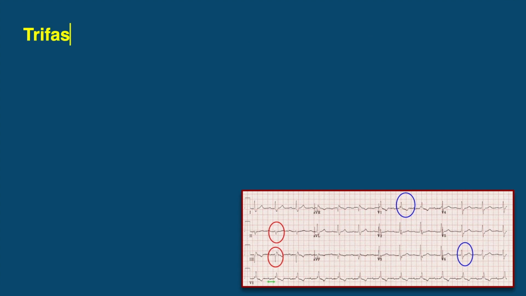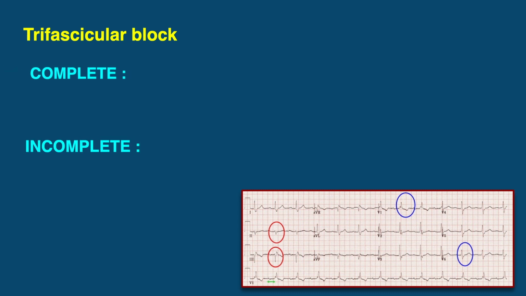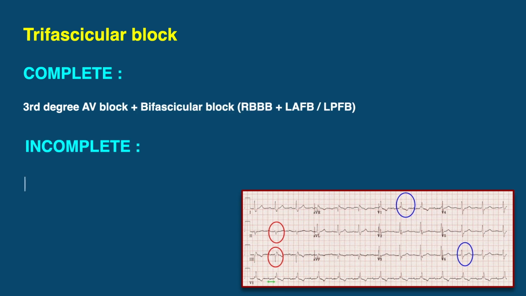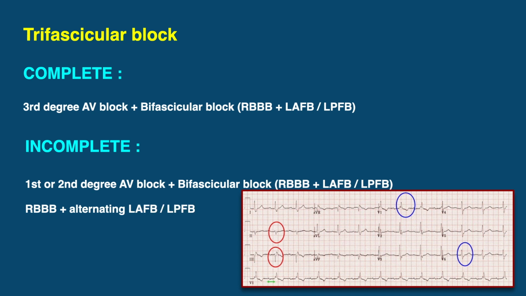Trifascicular block. Trifascicular block can be divided into two, a complete and incomplete trifascicular block. The combination of first-degree AV block with a left bundle branch block, a right bundle branch block with axis deviation, or alternating left bundle branch block and right bundle branch block is diagnostic for incomplete trifascicular block. If associated with syncope, trifascicular block represents an indication for pacing on both prognostic and symptomatic grounds.